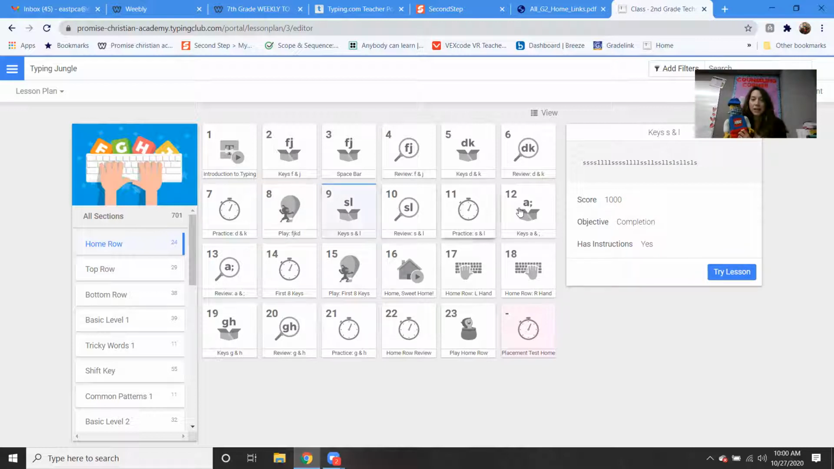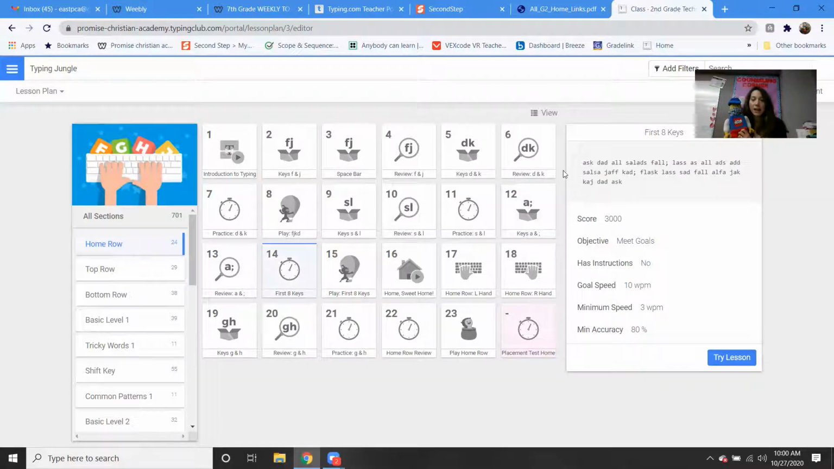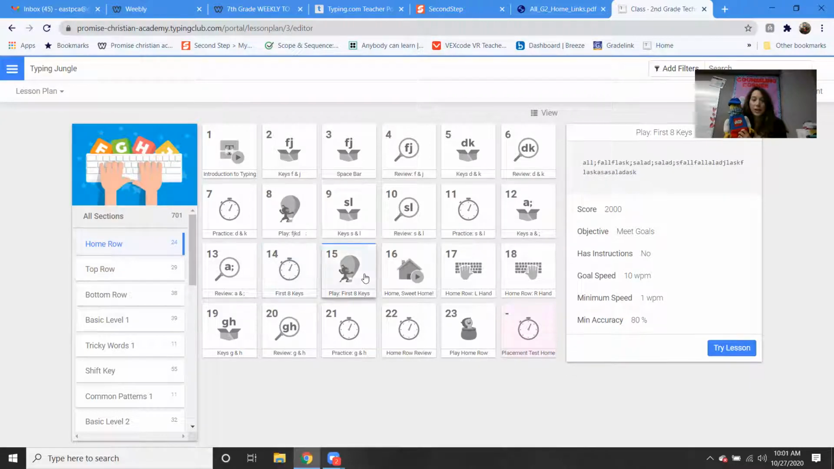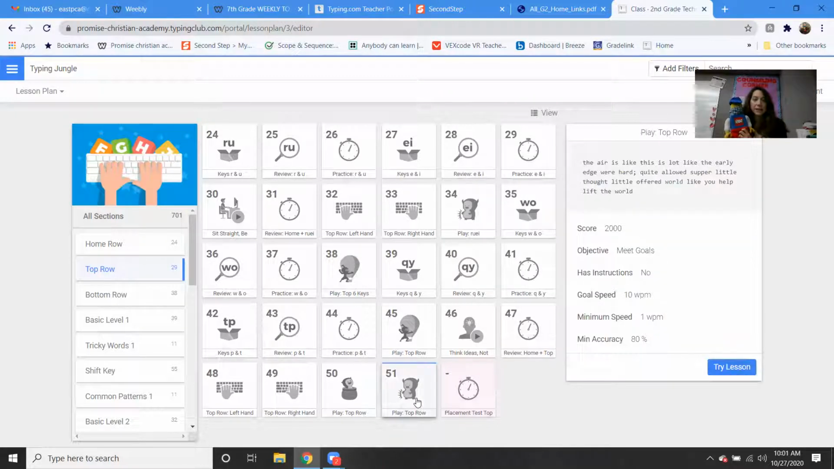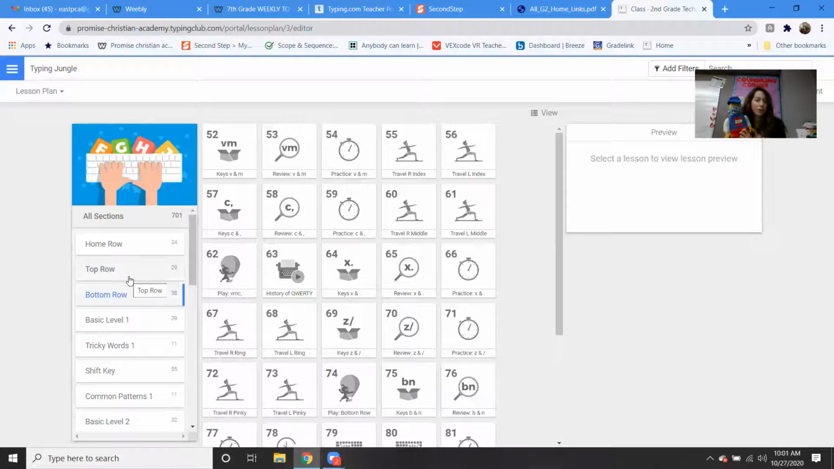S and L we did, A and semicolon. We kept doing A and semicolon. Then they made a few short words for you. Then we moved to some of the top row letters. This is where we ended last week, I believe, with lesson 51. They're very short, and they each take just a few minutes. Now this week we are doing lessons 52 to 56.